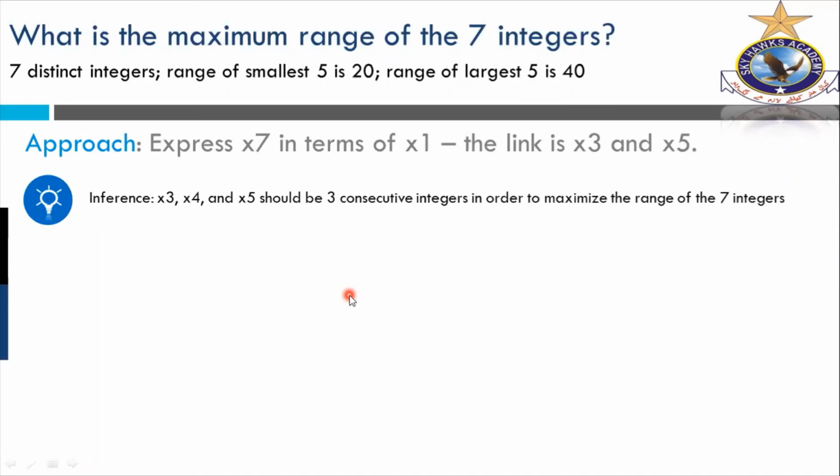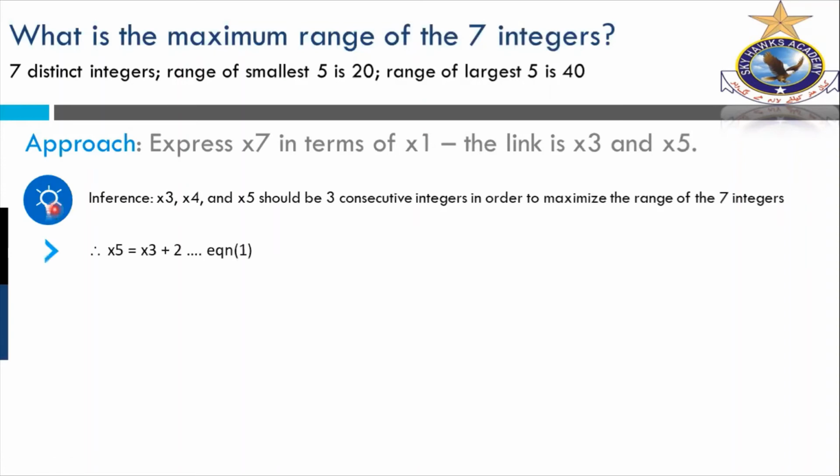The x3, x4, and x5 should be three consecutive integers in order to maximize the range of 7 integers. This is the idea behind it in our mind. Just to maximize it, the third integer, the fourth one, and the fifth one should be three consecutive integers. When you say that, there should not be any break, there must not be anything in between these. So they must be consecutive integers. No way to put any other, no jump up or down. So this is the one thing.